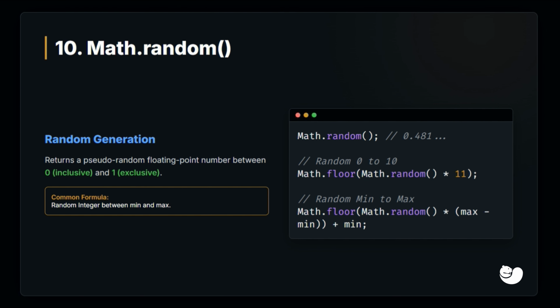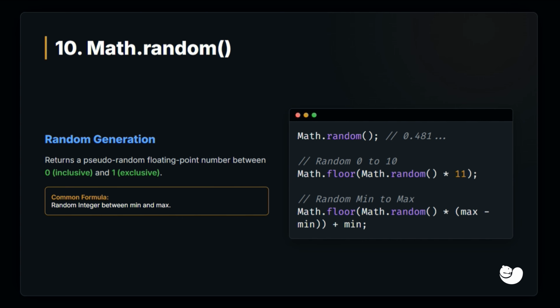Perhaps the most frequently discussed method is math.random, the source of all unpredictability in your scripts. It returns a pseudo-random floating point number that is greater than or equal to 0, but strictly less than 1. This means you will never get a pure 1 from this function.